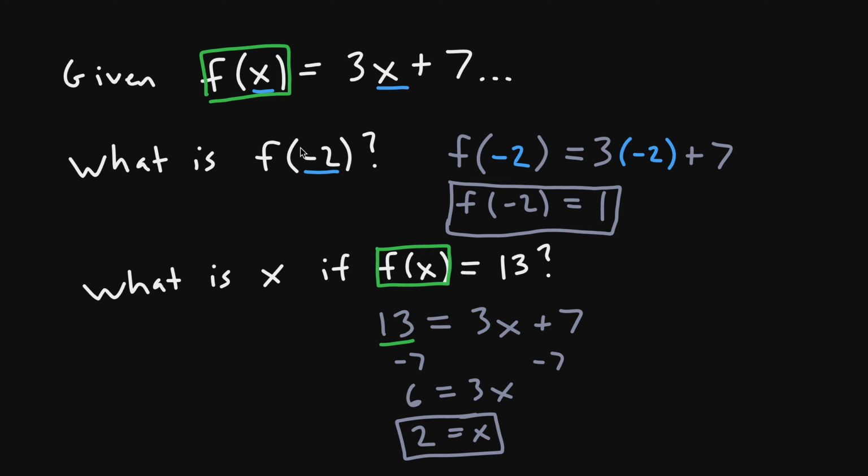So this is saying what's f of -2. This is saying what's x. And in this case, x is 2.